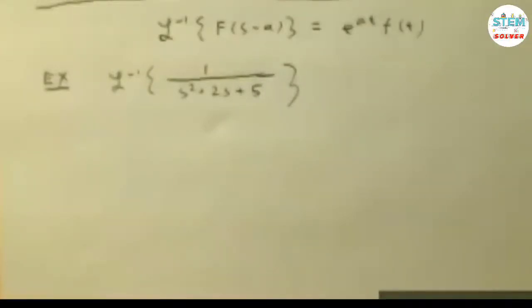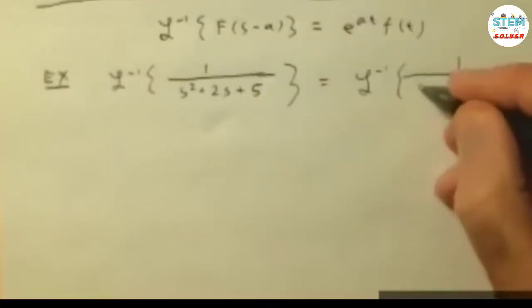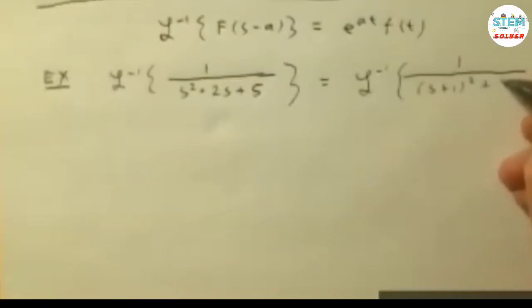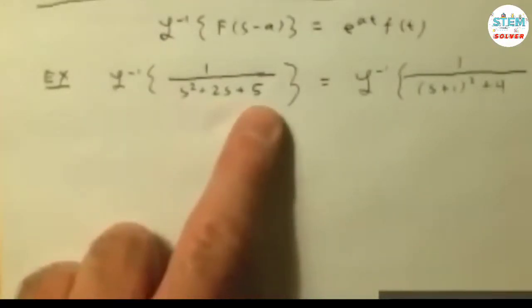So if it doesn't factor, the next best thing typically is completing the square. And that's what we'll do here. So if you complete the square, you'll have 1 over s plus 1 squared plus 4, right? For s squared plus 2s, you would have to add 1 and subtract 1, so that's where the plus 4 comes in.